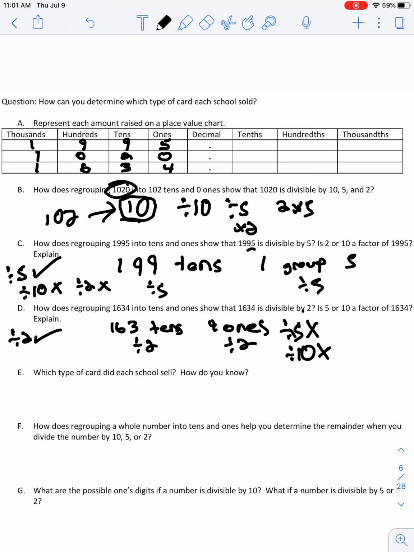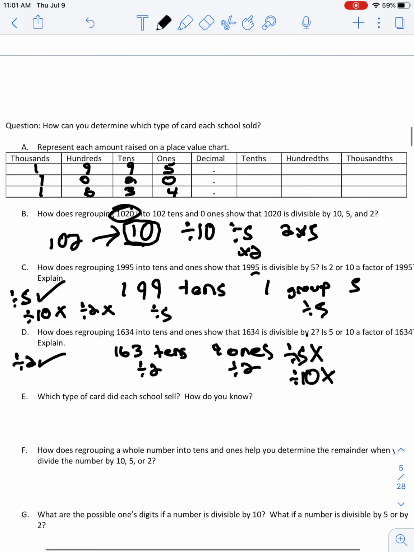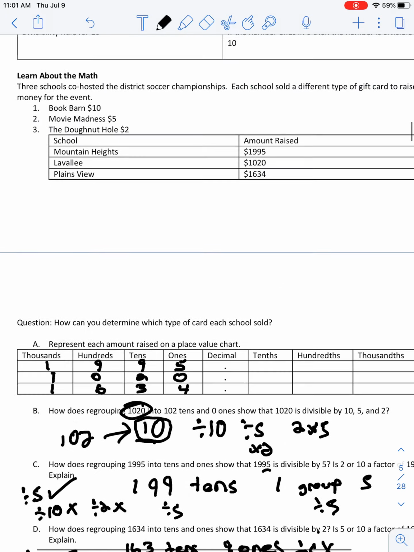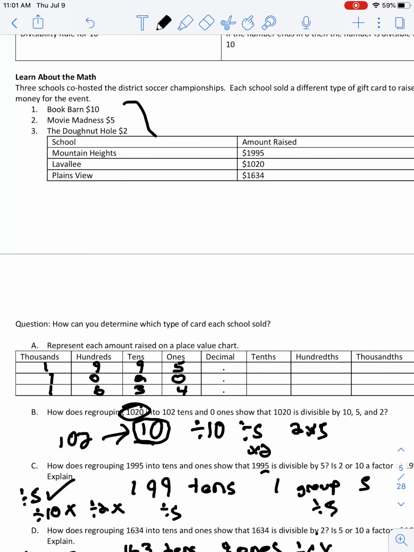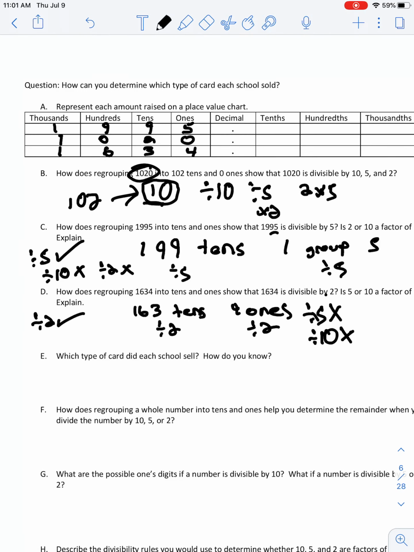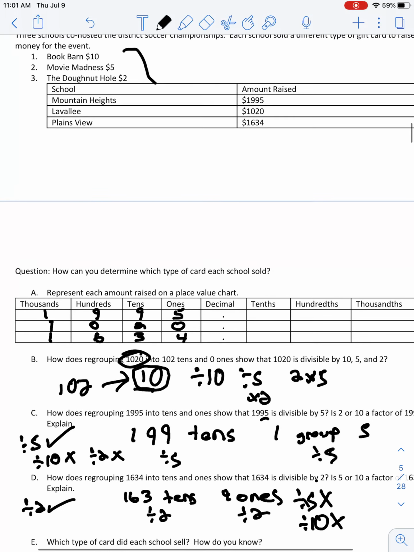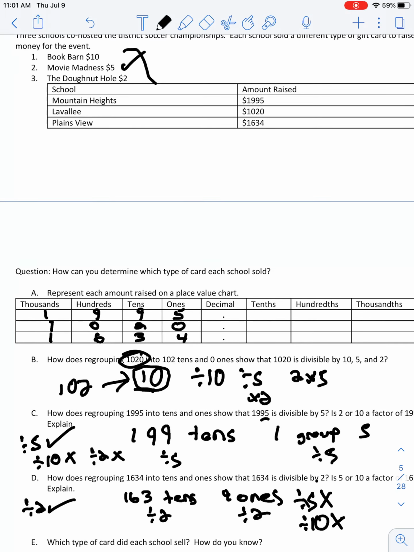So, which type of card did each school sell? All right. Well, the 1995 is divisible by 10. The 1020 is divisible by 10, it's divisible by 2, and it's divisible by 5. So that could be any one of the 3 types of cards. So I can't eliminate that one. I know 1995 was only divisible by 5. Therefore, Mountain Heights must have only sold Movie Madness.